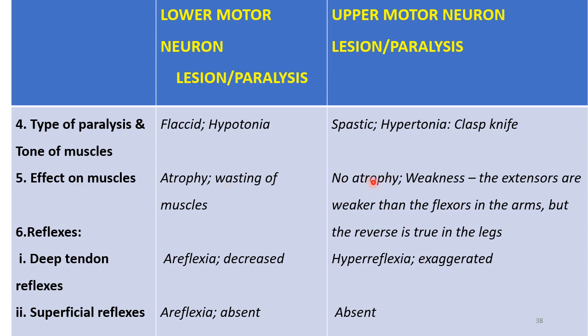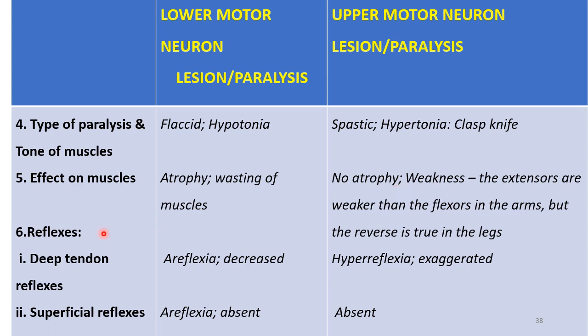Then in the case of upper motor neuron lesion, the muscles here are not affected, the tone is there, so there is no atrophy. There might be weakness, especially the extensors are weaker than the flexors in the arm, but the reverse is true in the legs. That is, in the legs, the flexors are weaker than the extensors. So atrophy or muscle wasting is seen in lower motor neuron paralysis, while no atrophy is seen in upper motor neuron lesion, but slight weakness can be there.